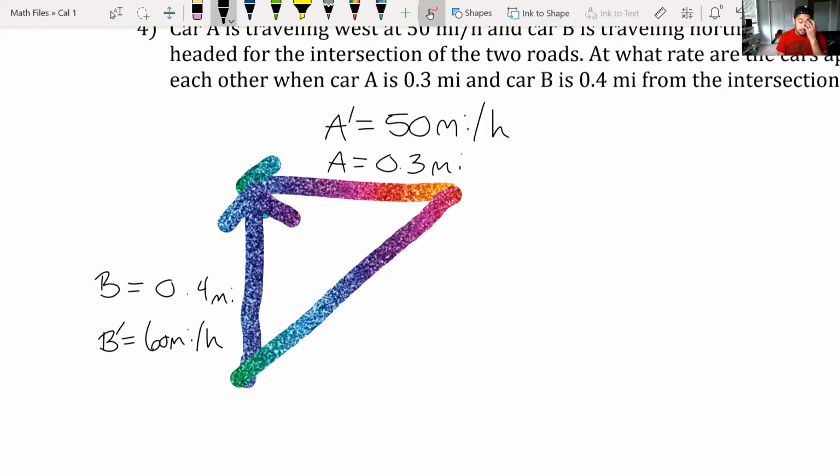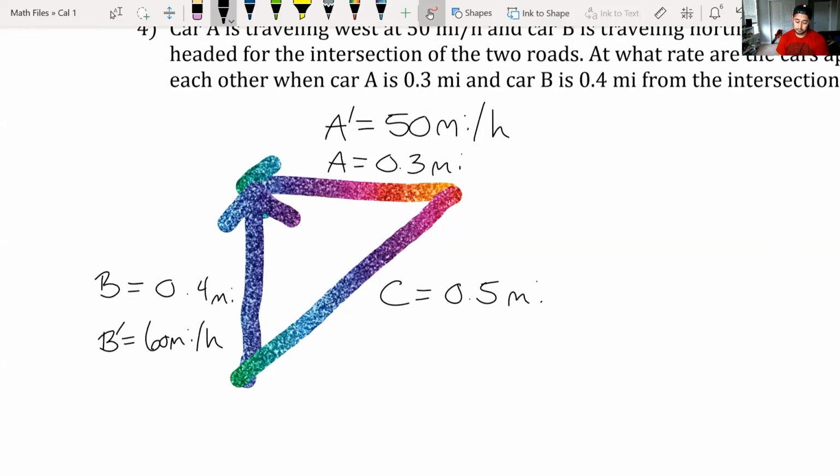Okay, well, at this point, if you want to know how far each car is from the other, guess what special theorem you can use for a right triangle? Pythagorean theorem again. Or you could just recognize that this is a 3, 4, 5 special triangle. So what we're going to call length C is going to be 0.5 miles. And you can do it by Pythagorean theorem just to prove it.